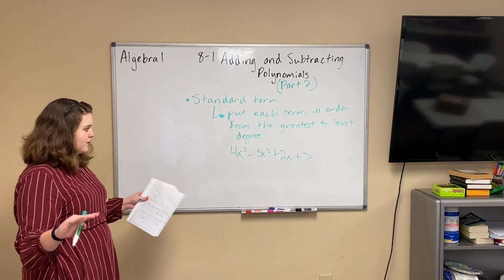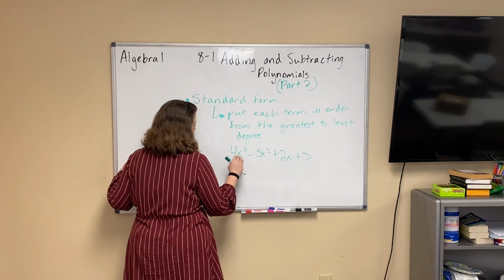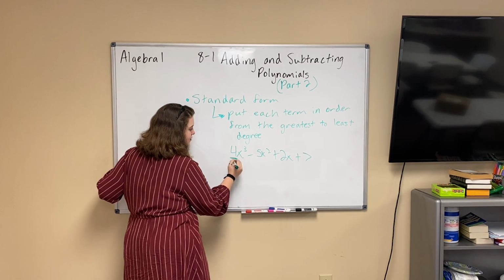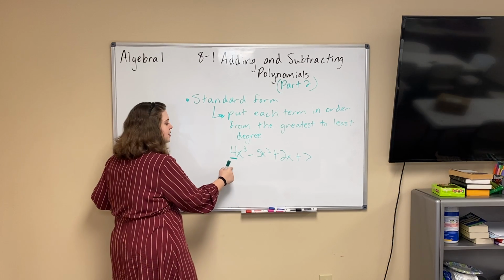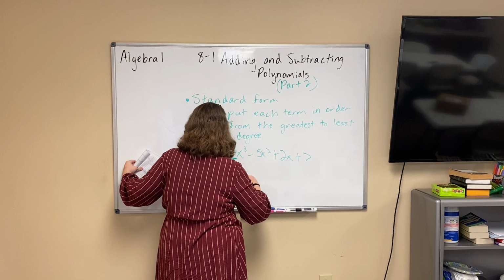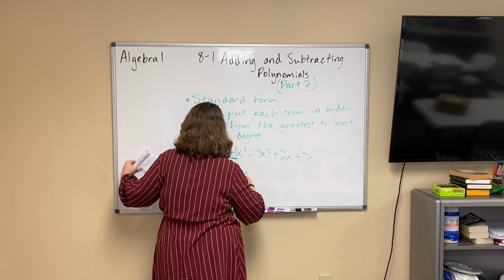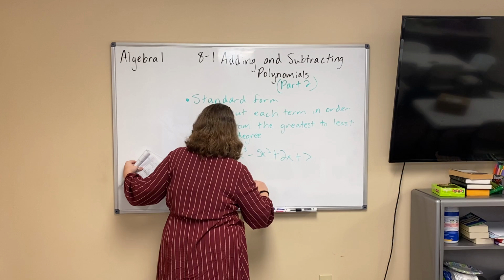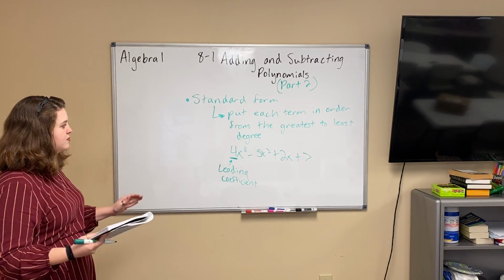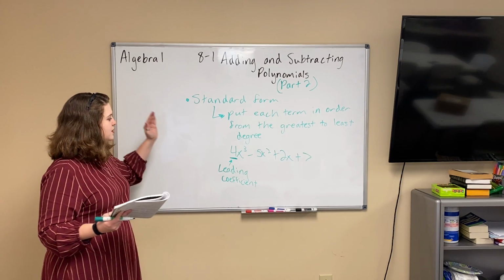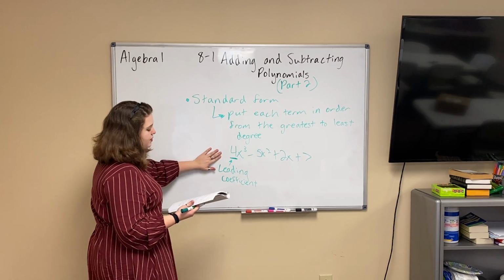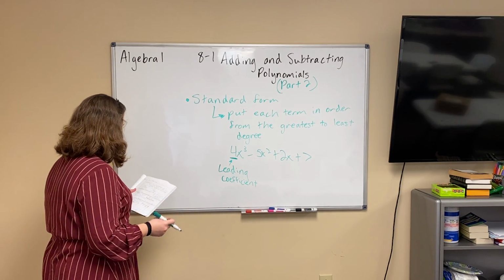Something else that you should note is when you figure out which one is your greatest degree, you put that one in front. Then the coefficient of the term with the greatest degree is called the leading coefficient. So in standard form, they should always be from the greatest degree to the least degree, and the coefficient of the first term in standard form is called the leading coefficient.